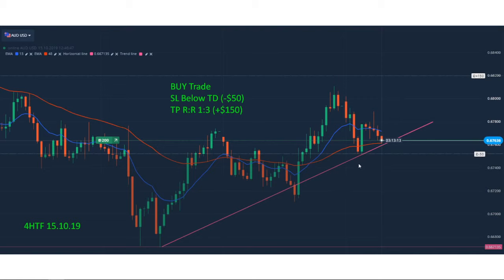Another thing that I would like to show you is how to properly set the stop loss and take profit, which we also went over in our previous stream. As you can see, my stop loss is at 50 and my take profit is at 150. This is a risk to reward ratio of 1 to 3.